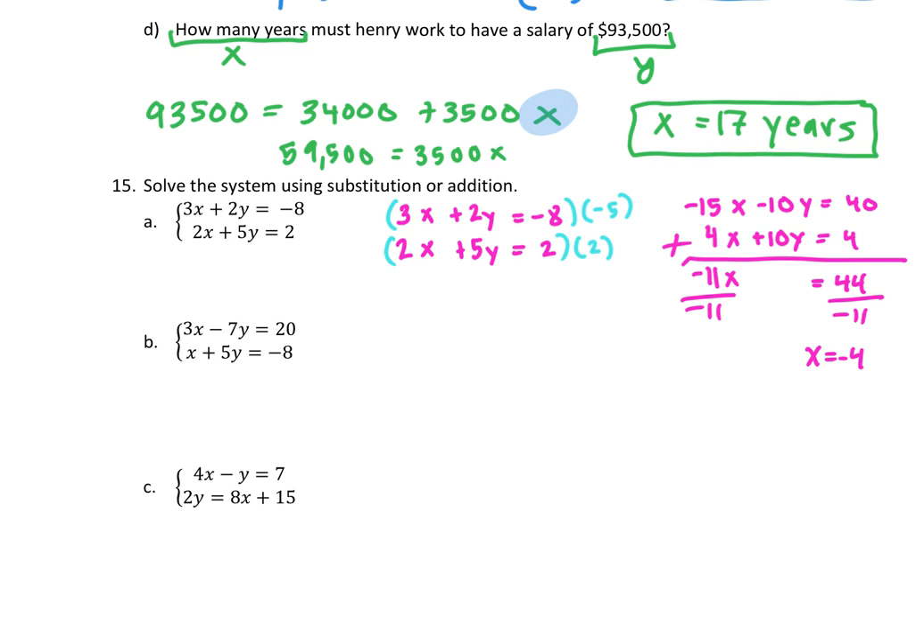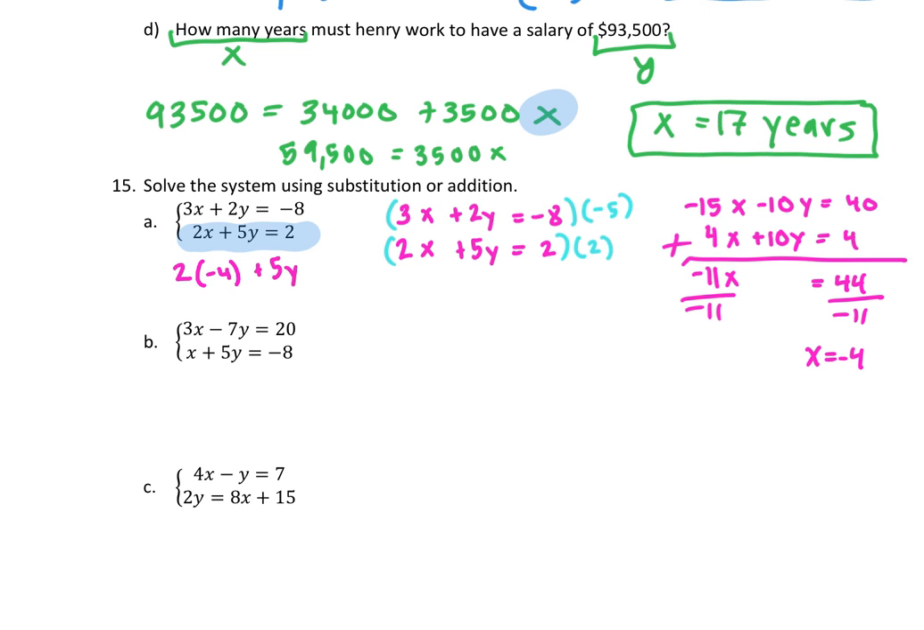The solution to a system of equations is a point, an x value and a y value. So you have to keep going, and you can use any equation to keep going. So I'll just take this equation here, and we have our x is negative 4.